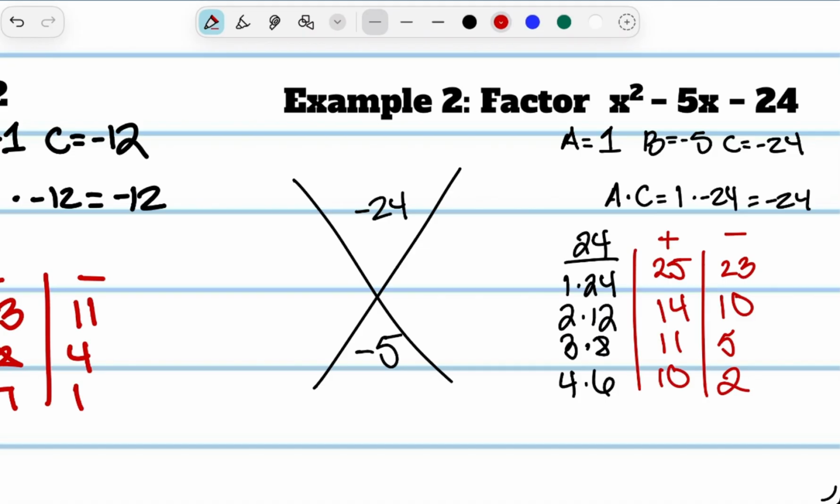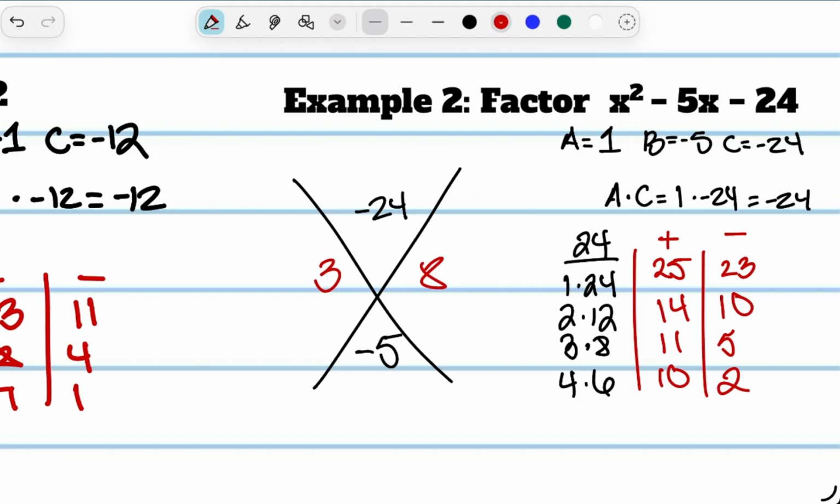Now we needed 5, okay? The only one that gave me 5 was 3 and 8. So I'm going to put 3 and 8 here. Now whatever we put for 3 and 8, we needed to give us a -24, but also give us a -5 when we multiplied. To give -24, it has to be subtracted to give us -5, okay?